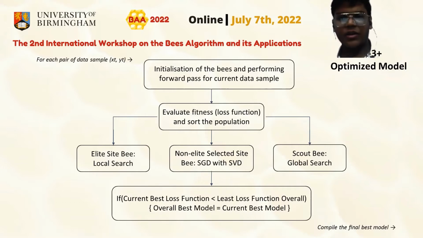This optimization continues with a new population of these, and it goes on until there is a stopping criterion that we have defined. So this is the overall BA3+ model that we have applied to our battery model to improve our predictions and get the results that you'll see in the next slide.